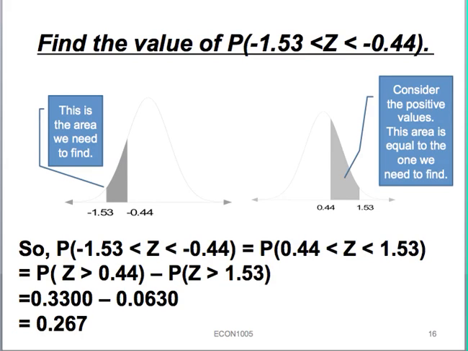Let's find the probability that z lies between negative 1.53 and negative 0.44. If I draw the areas here on the left, you'll see where I drew the area that we're interested in. We don't have negative values, so I will draw it on the right here using positive 0.44 and positive 1.53. And you can see that the area that I'm interested in is the same as the probability that z lies between 0.44 and 1.53. That was an example that we looked at before. We know that we'll find the probability that z is greater than 0.44, that is everything to the right of 0.44, minus the area greater than 1.53.